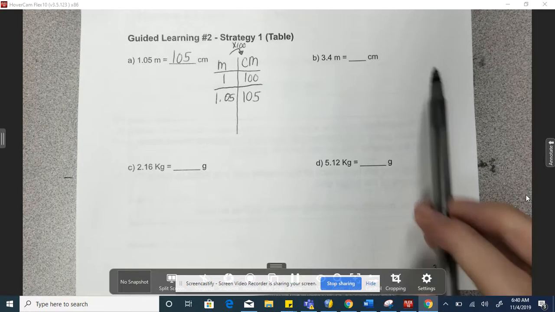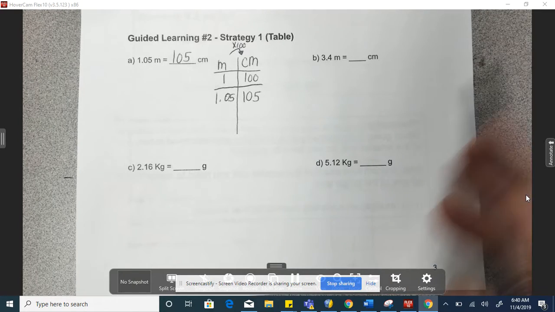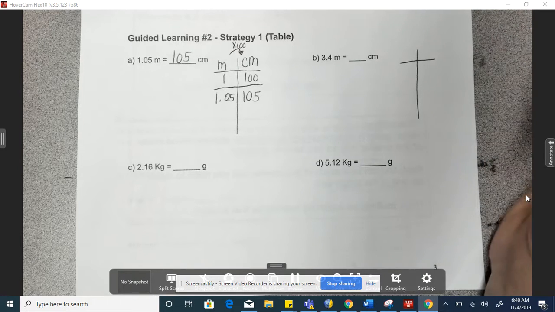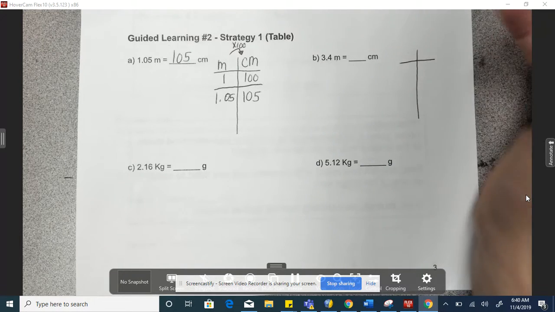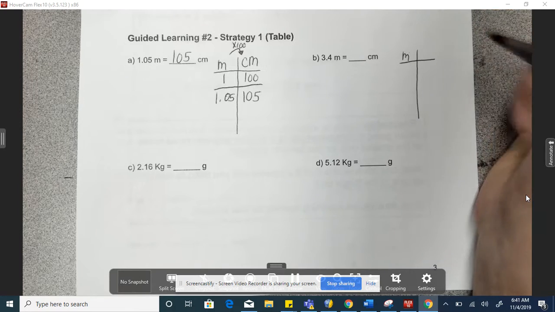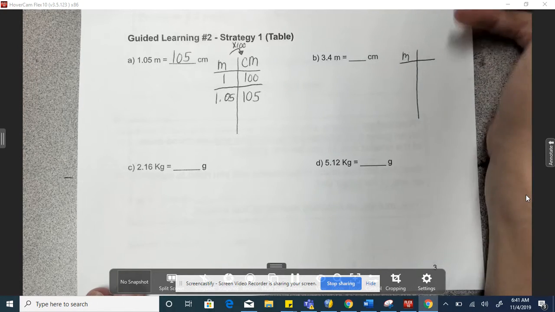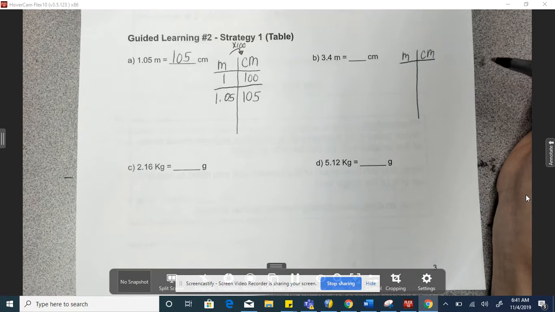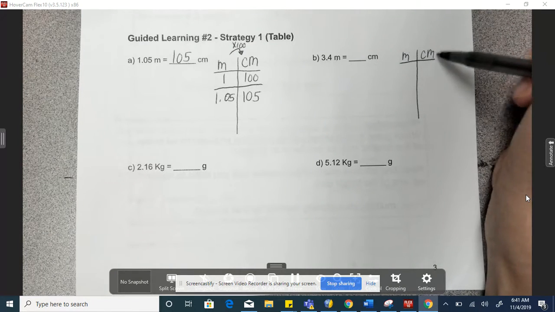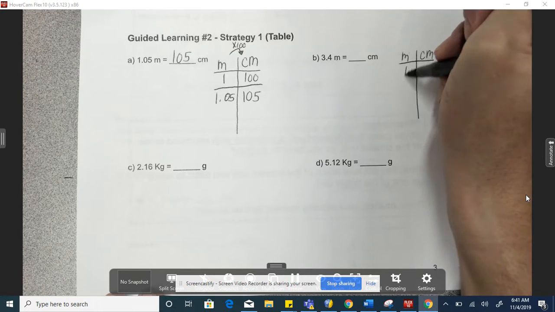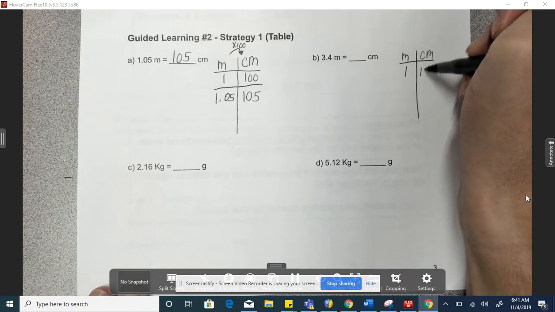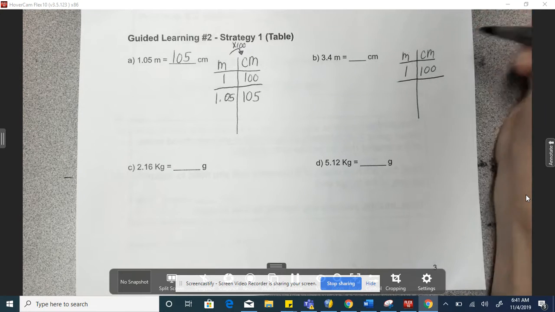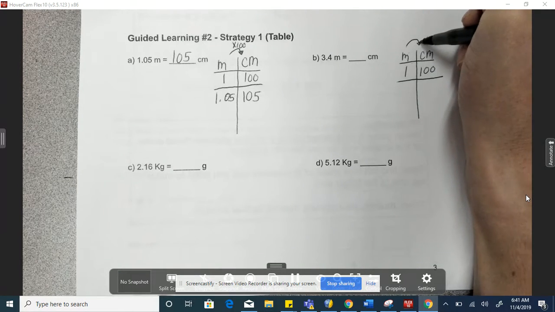Let's try the same thing over here, but this time we're going to use 3 4/10 meters. I'm going to start by writing my table. The measurement I'm starting with is going on the left, meters. The measurement I'm converting to is going to the right, centimeters. I always start with 1 to figure out how many centimeters are needed for 1 meter. So in 1 meter, I know I need 100 centimeters. To get from 1 meter to centimeters, I have to multiply by 100.